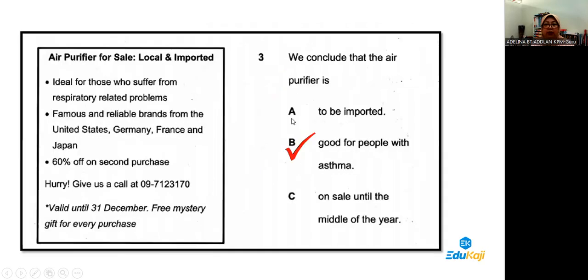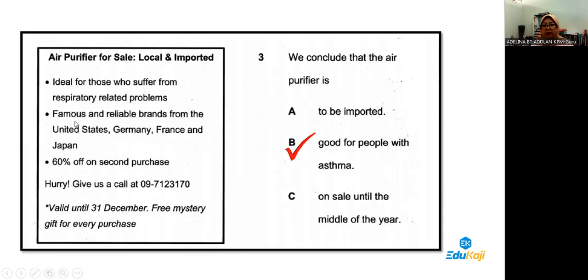Now, for question number 3, the answer is B. Why do we conclude that the air purifier is what? You look at this. This is actually an advertisement of an air purifier. You can see that in the first part of the sentence, it already mentioned the first rubric, ideal for those who suffer from respiratory-related problems. Anything that has to do with respiratory, meaning something about your breathing, has to do with your lungs. And usually, the first bullet would be the main idea.